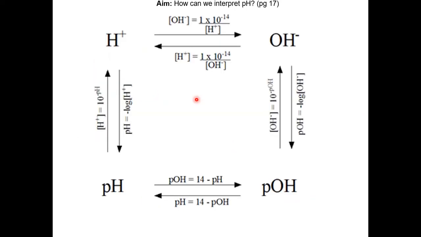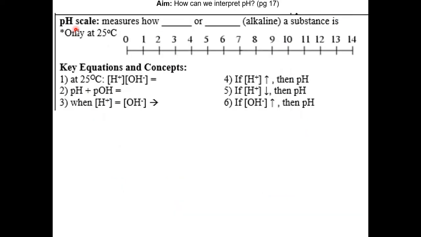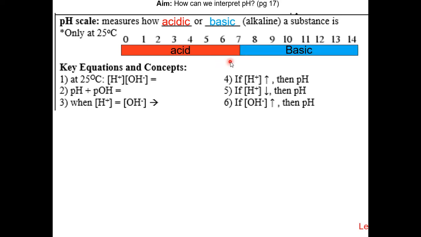Here's a diagram showing how pH, pOH, hydrogen and hydroxide ion concentrations are related to each other. The pH scale measures how acidic or basic a substance is. Alkaline means basic. If the pH is less than 7, it is acidic. If the pH is greater than 7, it is basic. At a pH of 7, it is neutral. This is only true at 25 degrees Celsius. We will explain why later on in the lesson.